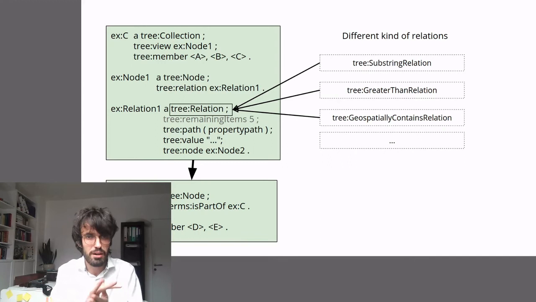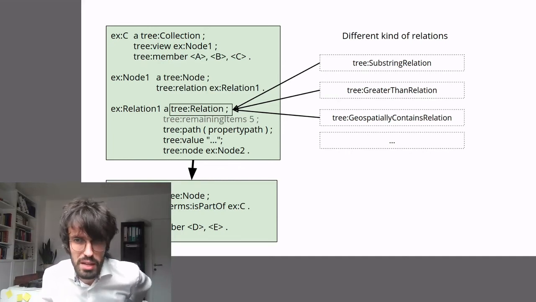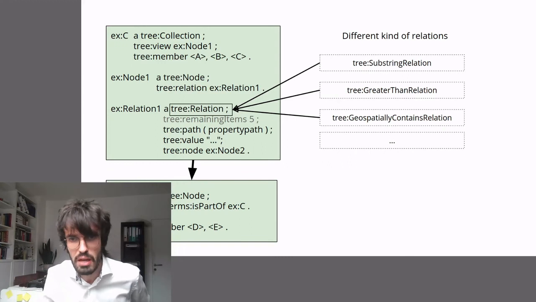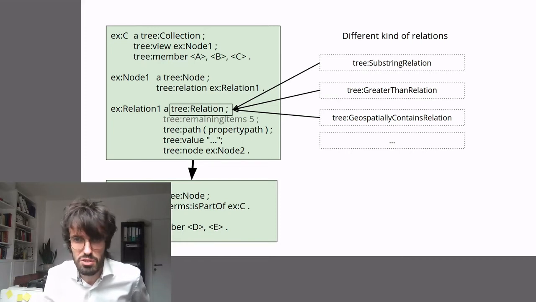Good, and that's the entire tree collection design. The linked data event stream extends on the tree collection, because a tree collection doesn't necessarily contain immutable items. Linked data event streams will say, look, all the members of the tree collection are immutable, and it's able to design a view on top of that. A collection has members. And then with the relation, you can say, for example, a substring relation, a greater than relation, a less than relation, a geospatially contains relation, and so on and so forth. There are a couple of relations already defined in the spec itself.